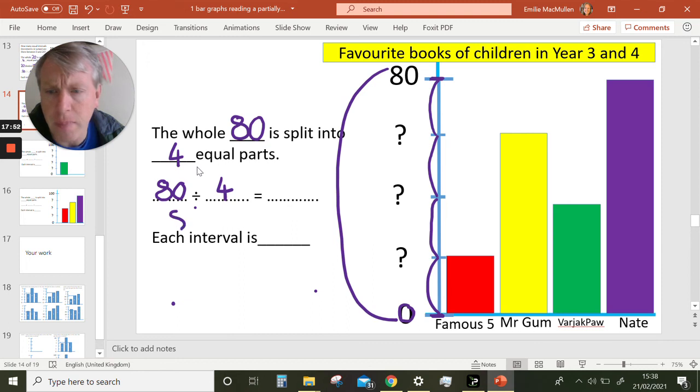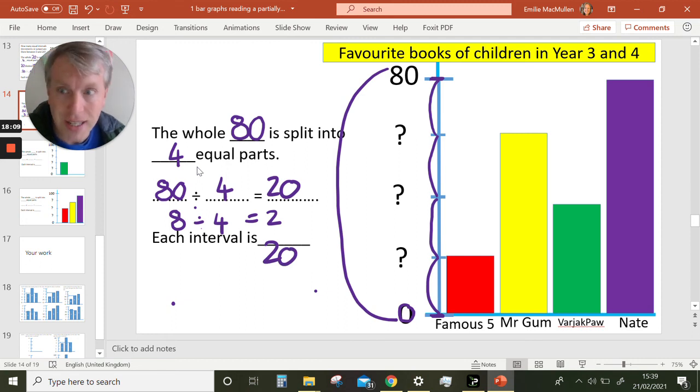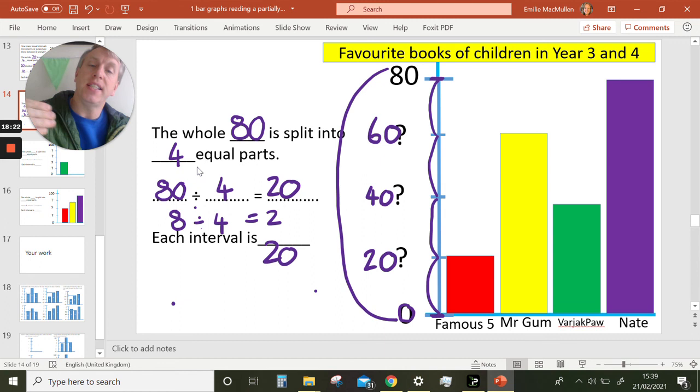Well, 80 divided by 4, 80 means 8 tens. We can use 8 divided by 4 is 2. 8 ones divided by 4 is 2 ones. 8 tens divided by 4 is 20. So each interval is 20. So that should mean if we count up in 20s, we'll get to 80 in the right place. Let's check it. 0, 20, 40, 60. We're counting up in 20s and we get to 80. 20, 40, 60, 80.